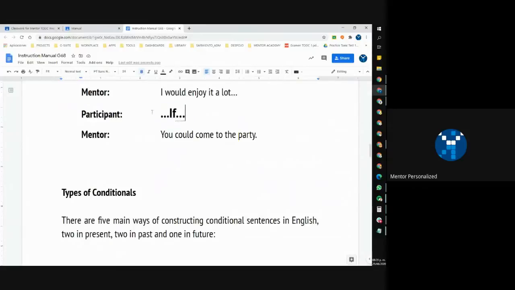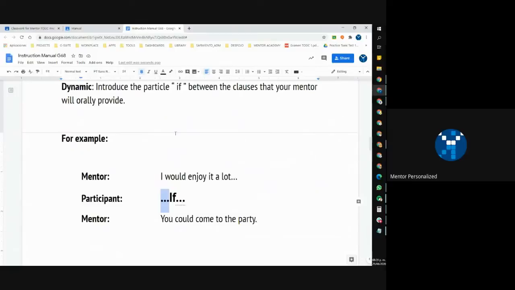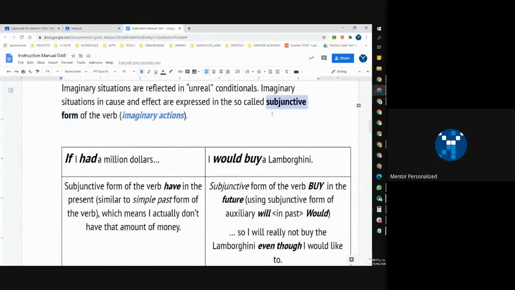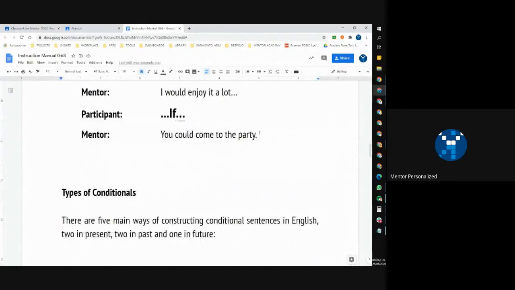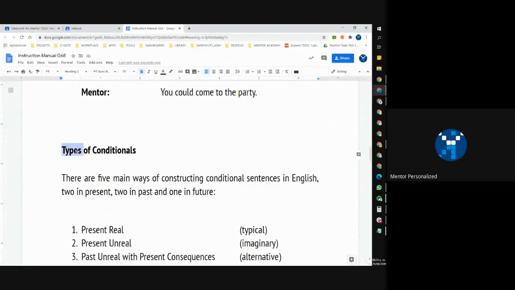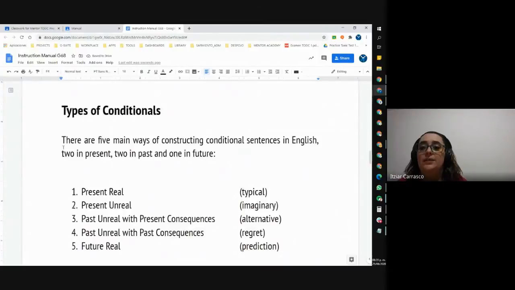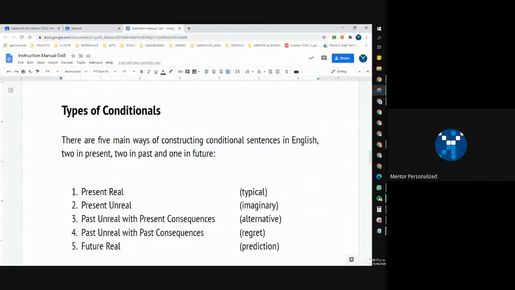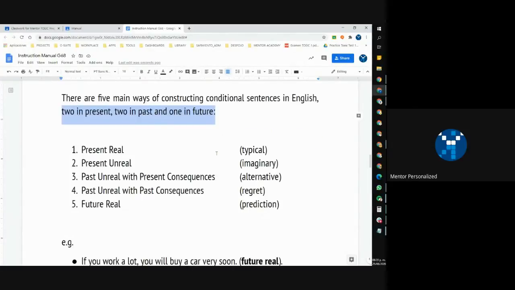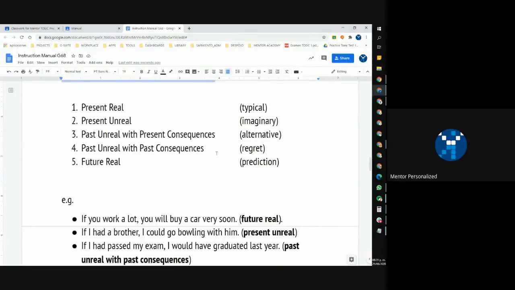So it's always compound. You have two ideas, two complete sentences, and you are using the subjunctive form of the verb in many cases. Excellent. So now let's analyze the types of conditionals. Repeat: types of conditionals. There are 5 main ways of constructing conditional sentences in English: 2 in present, 2 in past, and 1 in future. So we have 5 conditional forms.